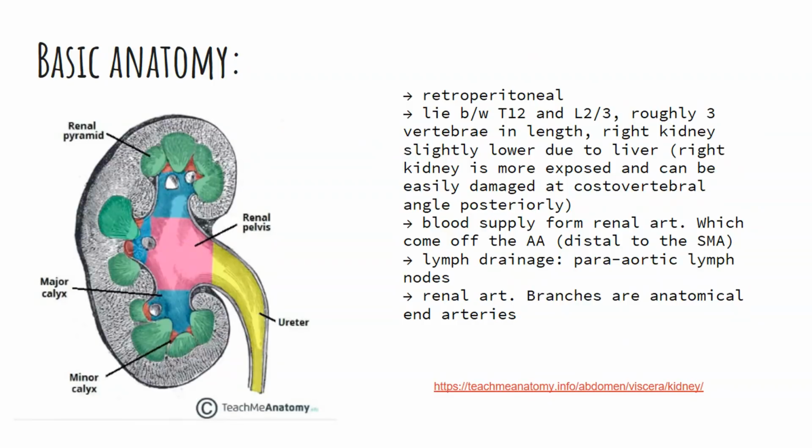Your blood supply comes off the renal artery, and that comes off your abdominal aorta, just distal to your superior mesenteric artery. The lymph drainage is to your para-aortic lymph nodes, and why that's important is that if you have carcinoma of the kidney, that's where you would expect the cancerous cells to migrate to. Another really important fact is that the renal arteries are anatomical end arteries. What that means is if you get any type of infarction, there's no anastomosis to cover the blood flow.